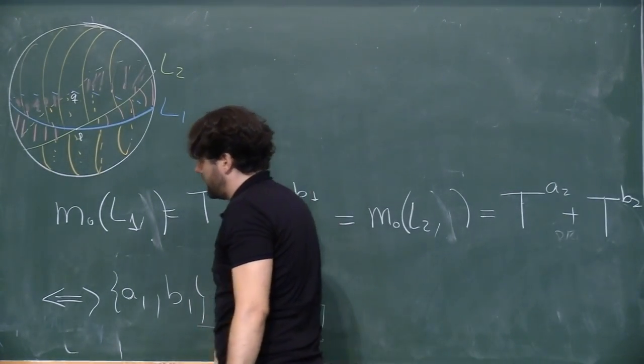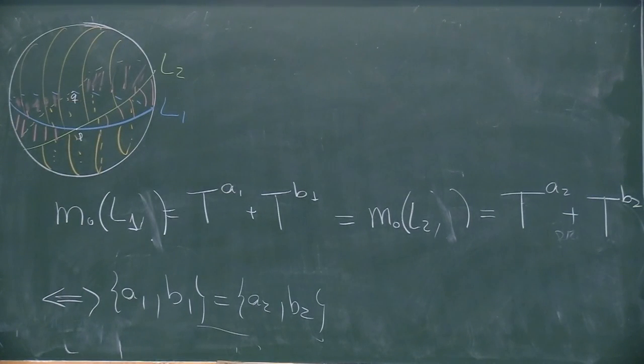Oh, sure. So each one of these Lagrangians, it's here, the picture. Each one of these Lagrangians bounds two disks on the sphere. They divide the sphere in two. One I'm calling A1, and the other I'm calling A2, the area of them. I mean, A1 and B1 for L1, A2 and B2 for L2.